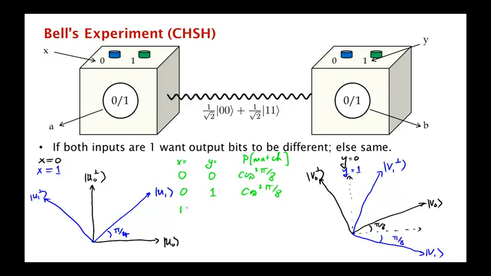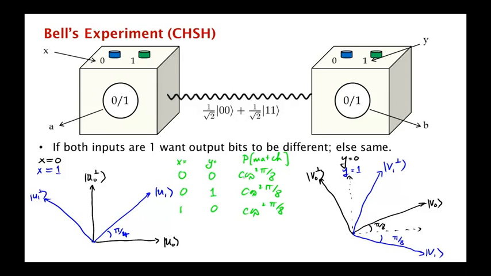What if x equals 1, y equals 0? Then we have blue here and black here. But look, the angle is still pi by 8. So the probability of match is cosine squared pi by 8. Okay, that's a very nice choice of bases, because we just have this one number to calculate.